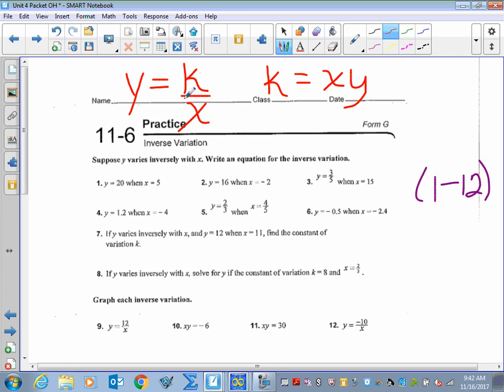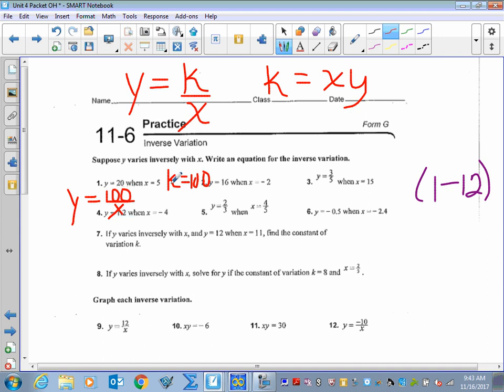All right, so how do we find k again? We multiply x times y. So here's my x right here, here's my y. So what is 5 times 20? Okay, so 100. So what is my inverse variation equation? y equals 100 divided by what? x. That's all you're being asked to do.